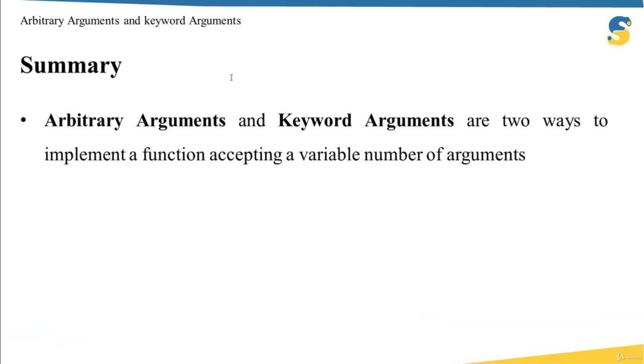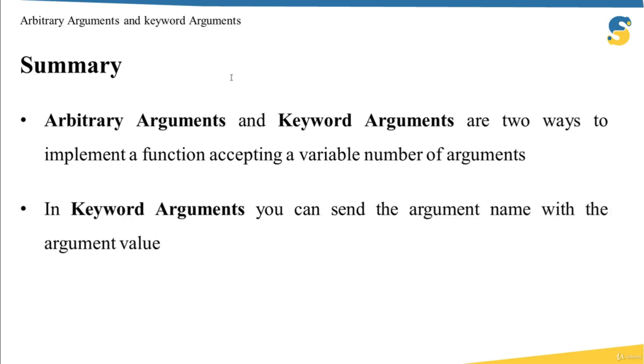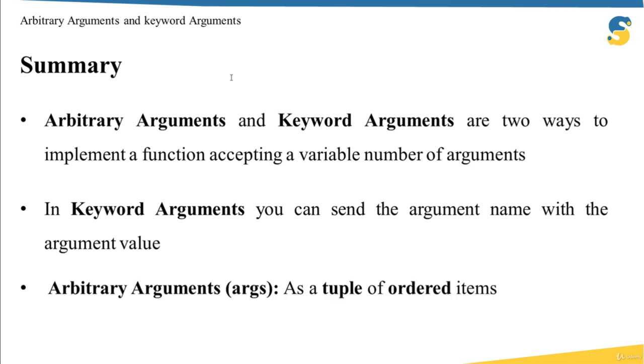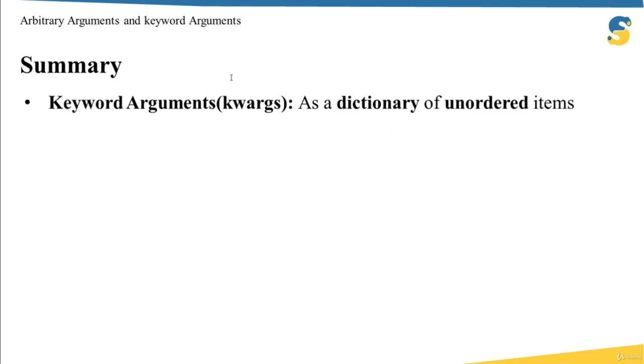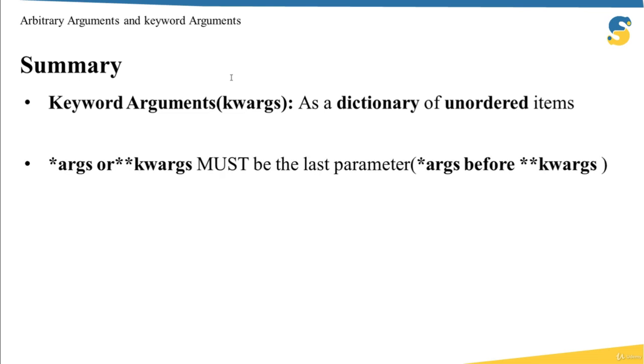Now let me summarize what we have learned in this lecture. First of all, arbitrary arguments and keyword arguments are two ways to implement a function accepting a variable number of arguments. When you use keyword arguments, you can send the argument alongside its name. Arbitrary arguments, known by convention as args, are usually received as a tuple of ordered items inside your function, whereas keyword arguments, by convention kwargs, are received as a dictionary of unordered items within your function. You have to know that asterisk args and double asterisk kwargs must be the last parameters, and args come before kwargs.